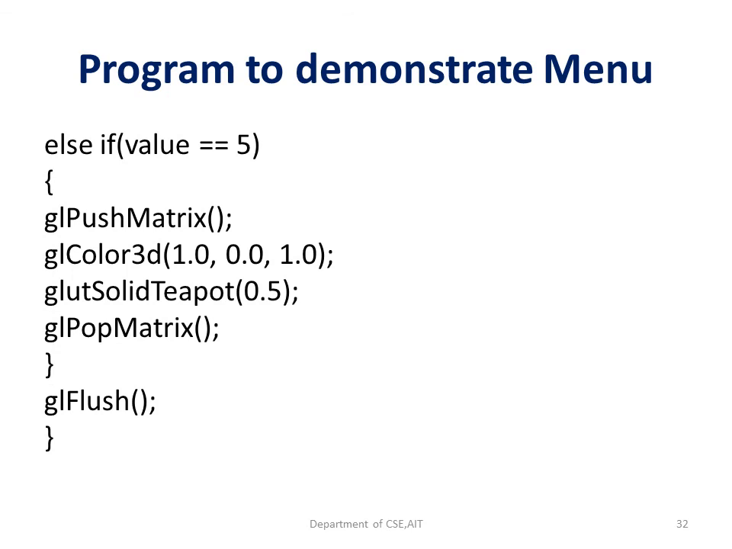The Glut solid teapot is an API which is used for creating a teapot. So a ready-made teapot will be available when you use this API, Glut solid teapot. And you can give the value here from 0 to 1. That means you can make the teapot big or small depending upon the display where you want to put it. Here we have taken the value to be 0.5.